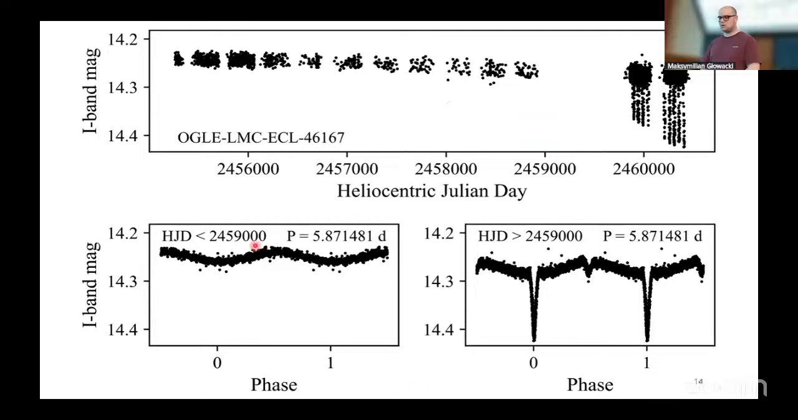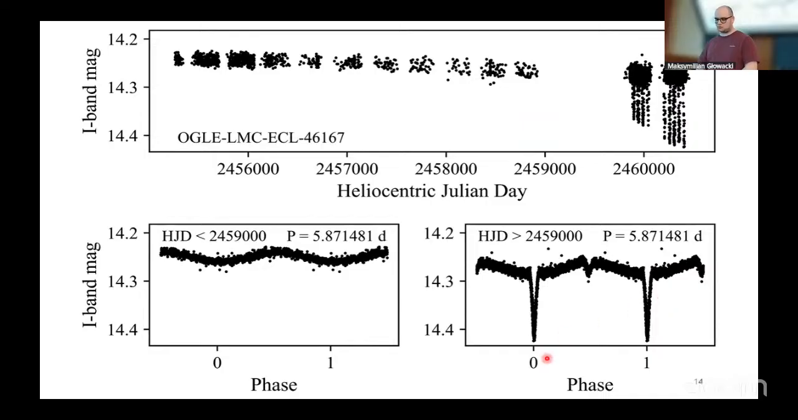Another example could be a star that previously did not show any kind of eclipses. We see some periodic variability, which is most likely the reflection effect. However, recently, after the COVID break in observations, we clearly see the reflection effect with eclipsing behavior.